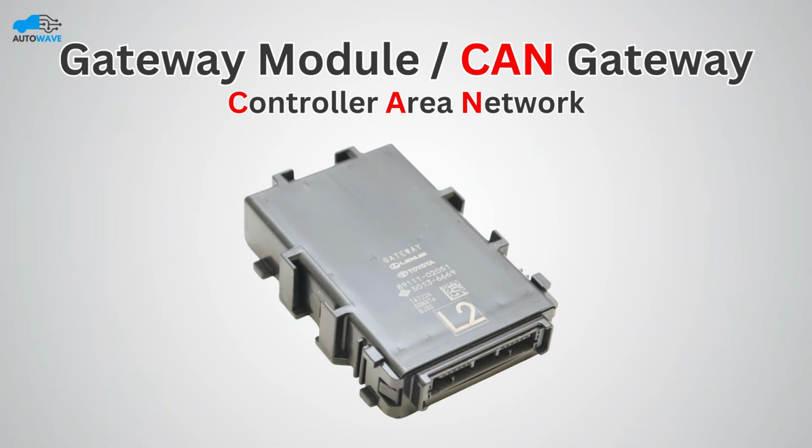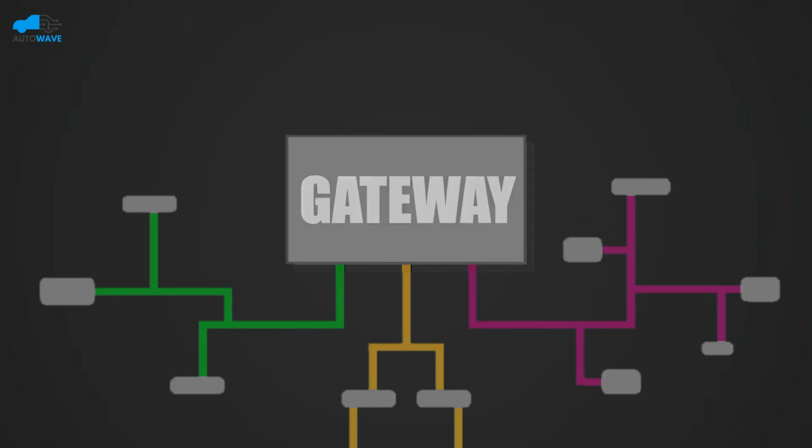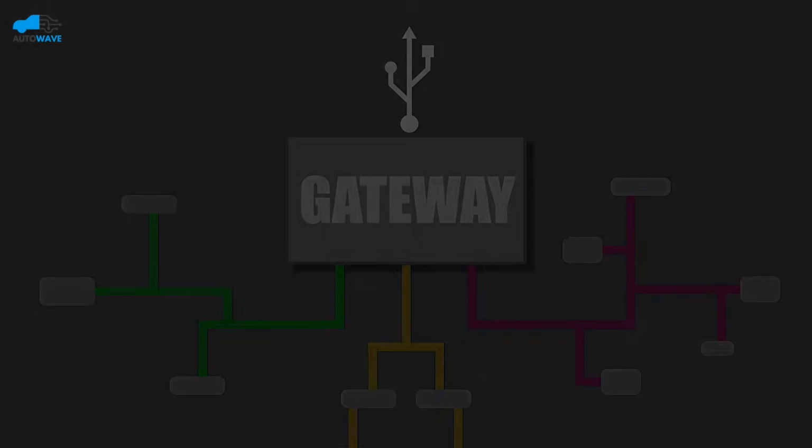Gateway module is also called Controller Area Network Gateway. Its main job is to manage and coordinate communication between different control modules of the vehicle. This module makes sure that data is exchanged between systems like engine, transmission, ABS, airbags, HVAC, and infotainment. Gateway module works like a bridge that connects different CAN networks and routes their signals. Through this, all electronic systems of the vehicle interact with each other smoothly and efficiently.